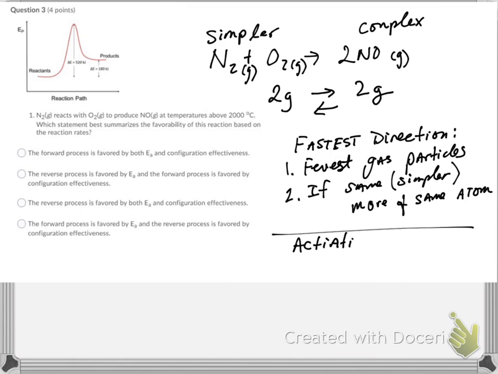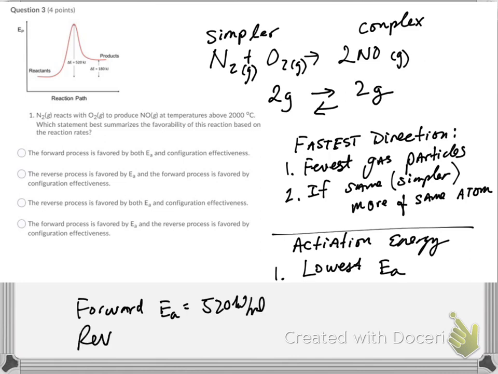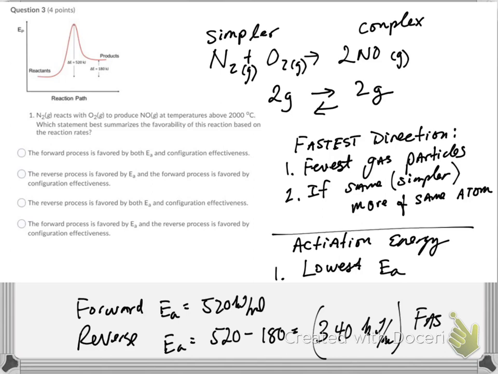So what that means is we'd expect the fastest direction to be the forward direction based on configuration effectiveness. Activation energy is much simpler. All we have to do is look at which direction would have the lowest activation energy. Here we see the forward activation energy is 520 kilojoules per mole. The reverse is only 520 minus 180, which would only be 340. So we'd expect the reverse direction to be faster based on activation energy, but the forward faster based on configuration effectiveness. So we would pick B.